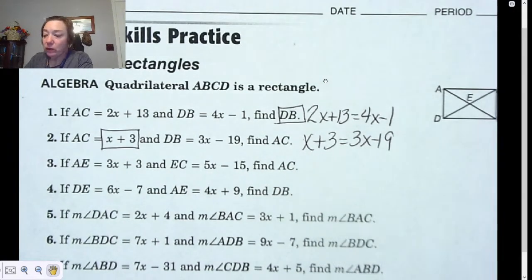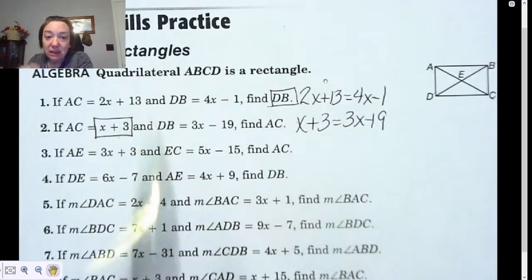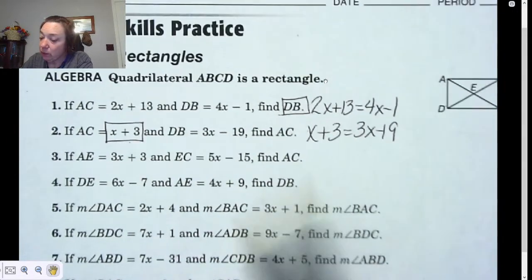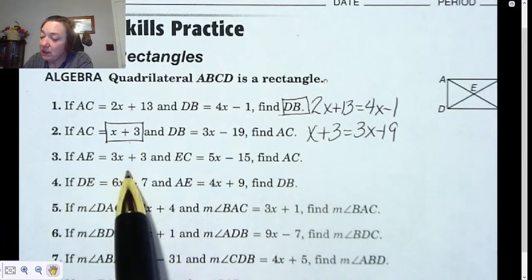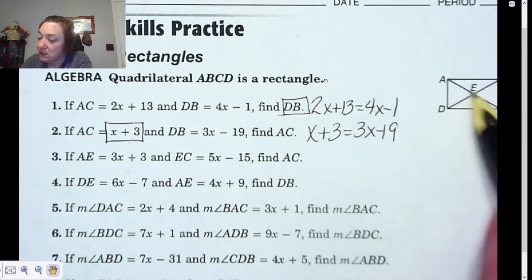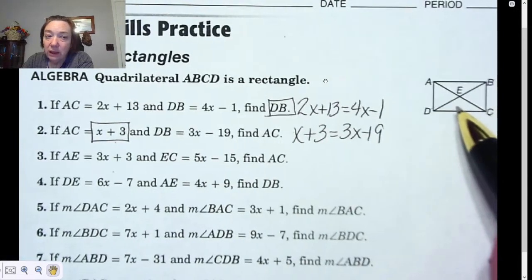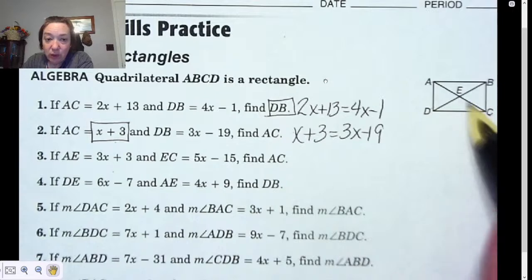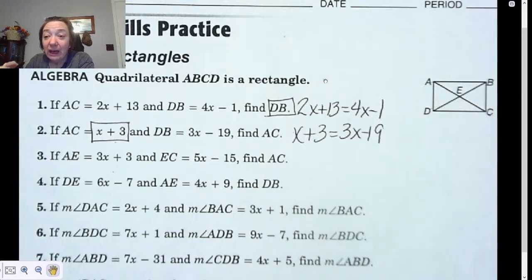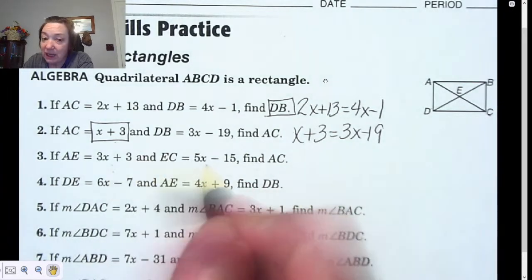Okay. So then we plug it back into AC to solve it, okay? So look at number 3. Number 3 says if AE is 3x plus 3. So AE is this part of the diagonal, right? Let me move this over just a hair. AE is this part of the diagonal. And EC is this part of the diagonal. And we know that the diagonals bisect each other. So that means that these two parts have to be congruent.